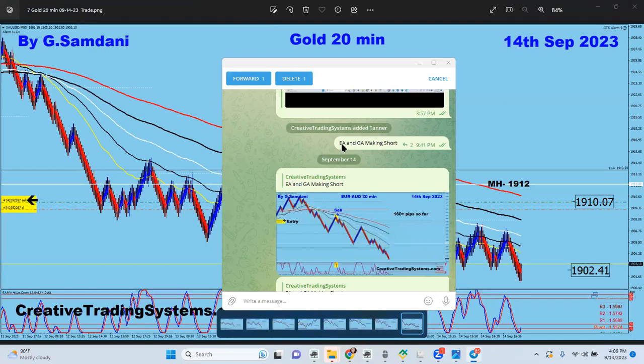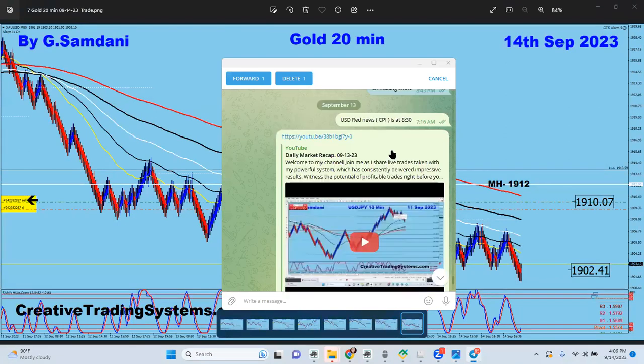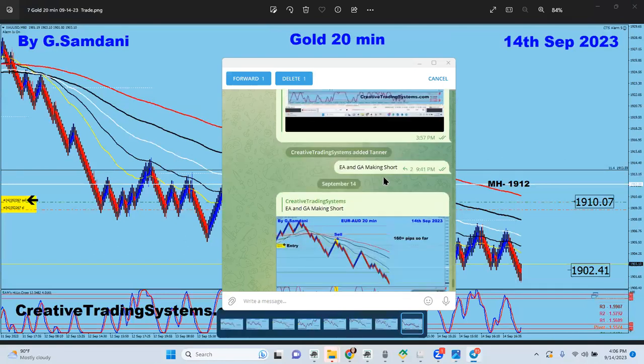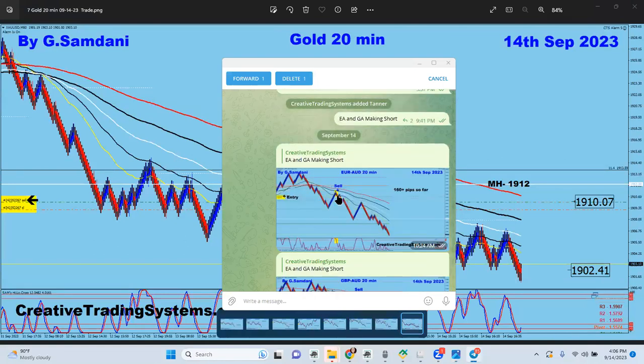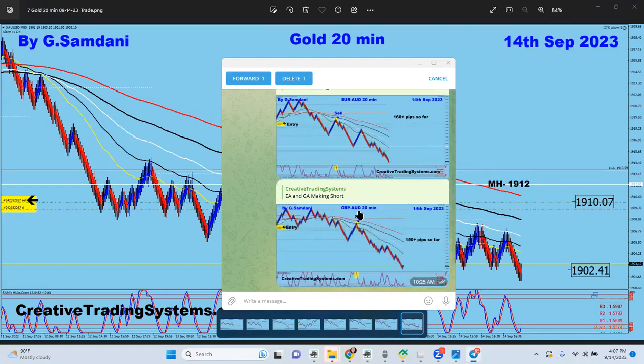So you see that EA and GA making short. This is my code words, EA, GA, EUR-AUD and Pound-AUD, making short setups. This is the one, and it went down 160 pips. This is the one on Pound-AUD, went down 150 pips, right?